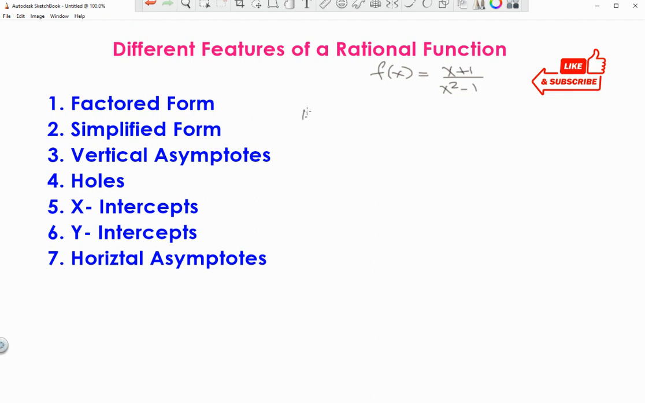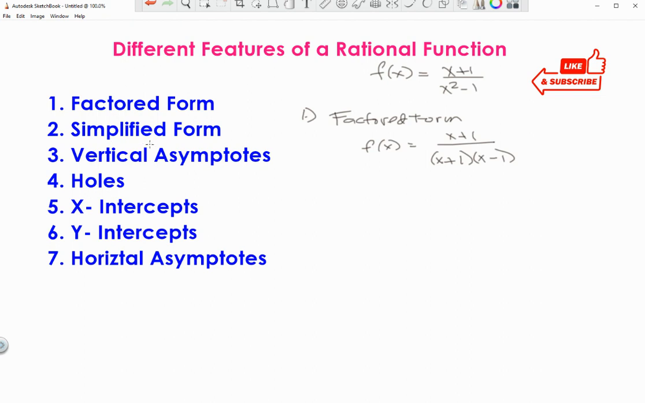So, for the first one, you have factored form. We just need to factor the denominator. So that's going to be f of x equals x plus 1 over, and then you have two factors. This is a difference of two squares. So you take the square root of the first term and the square root of the second term. The first term is x squared. The square root of that is x. So you put x in each one of the parentheses or factors. The square root of 1 is 1, and one is plus, one is minus. All right, so this is the factored form.